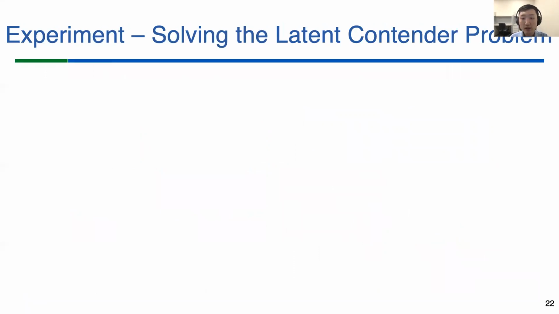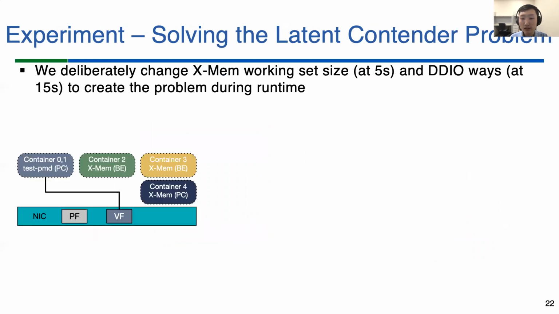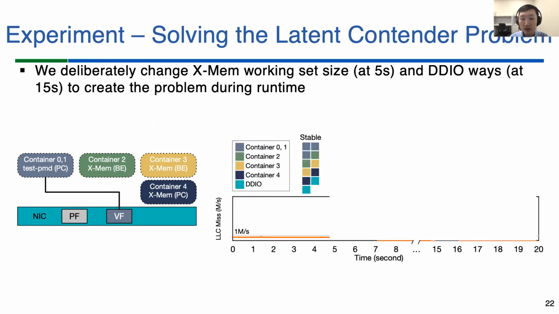We then verify whether IAT can solve the latent container problem. Specifically, we deliberately change XMEM's working set size and DDIO ways to create the problem during the runtime. We have 4 tenant containers, one running the test PMD directly on the NIC. The others are XMEM with different priorities. We demonstrate the LLC miss count on the performance critical container 4.